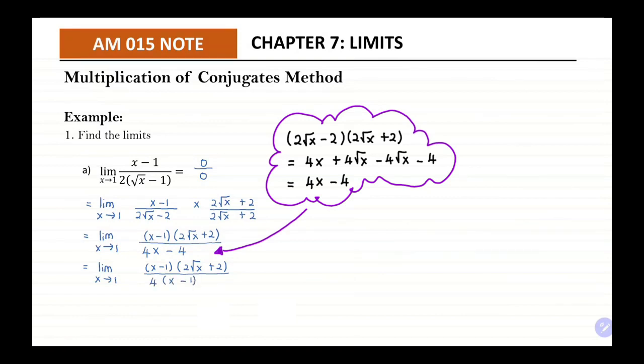Okay, we see there is something the same, so we can cancel out. Then we get the limit as x approaches 1 of (2 plus root x) over 4. Okay, next we substitute x equals 1 into the function, so we get (2 plus root 1) over 4. Then we solve, we get 2 plus 2 over 4, which equals 1. So the answer is 1.